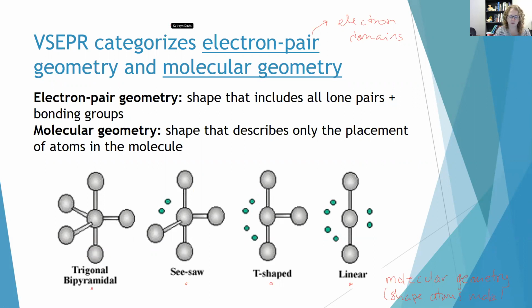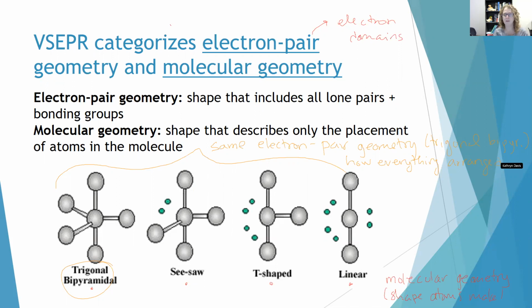But all 5 of these have the same electron pair geometry. That electron pair geometry is called trigonal bipyramidal. You notice that it overlaps with this name here. That's just the way it's going to work, unfortunately. Some of the names do overlap. But you need to know how everything is arranged, and then you need to know specifically how the arrangement is divided up between bonds and lone pairs. That's what we're going to take a look at in this next set of slides.